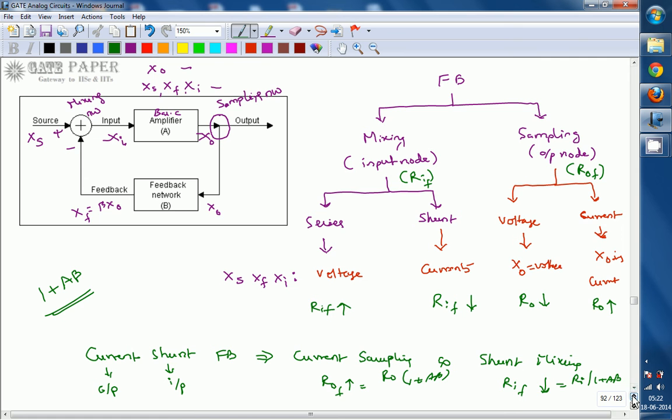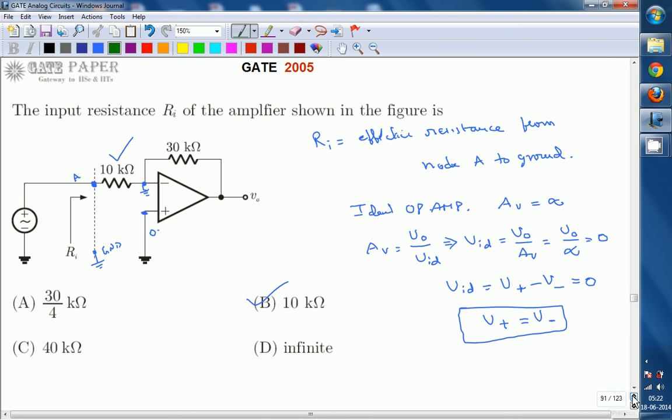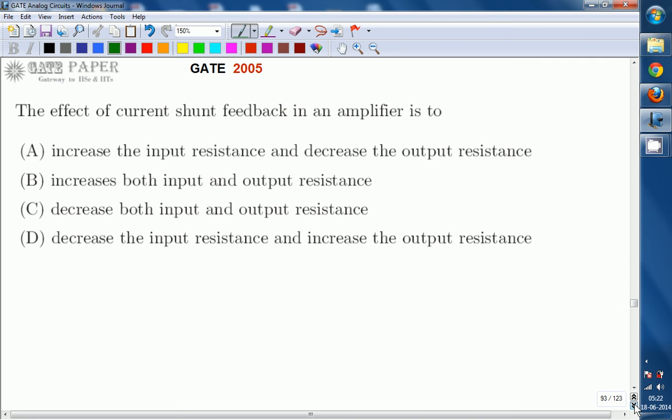So the right answer for this question is RIF decreases and R0F increases. The output resistance increases and the input resistance decreases. So the right answer is D for this question.